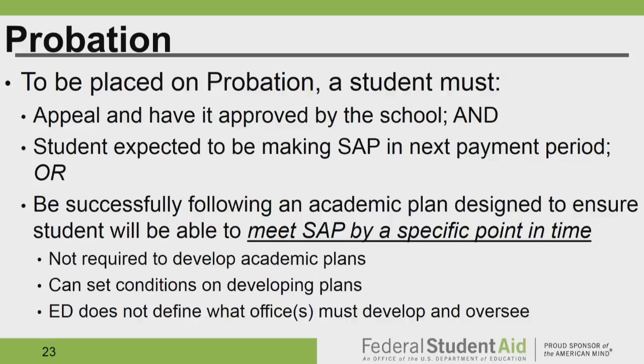If you're developing an academic plan, again, it's your choice. I have schools that choose not to develop academic plans. That's okay. But that means the only way they can be placed on probation is if it's mathematically possible for them to meet the standards at the end of the probationary period. So again, it's something to think about. What are the needs of your students, your school program? And you can have differences for different categories of students, this program versus this program, et cetera.